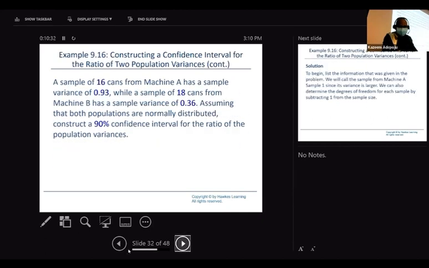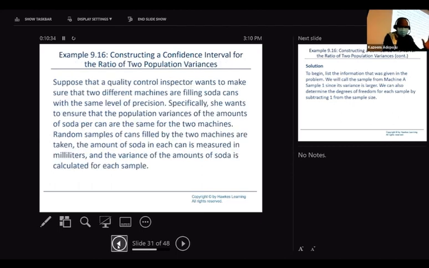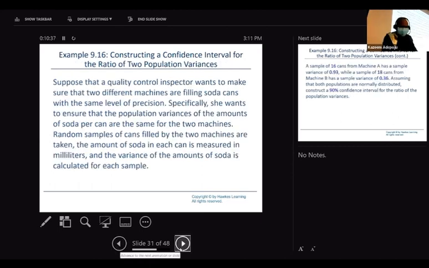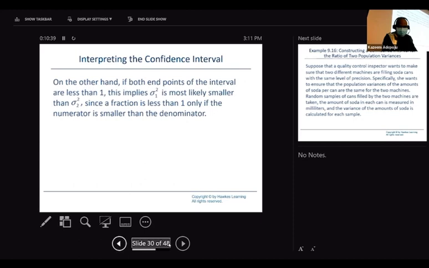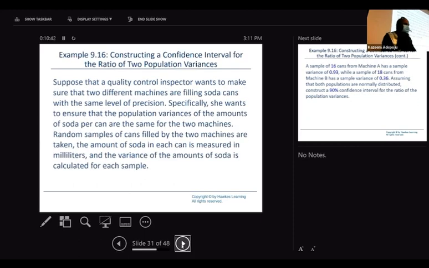And let me tell you this. If you really want to understand, lastly today, I will quickly walk you through an example. Suppose that a quality control inspector wants to make sure that two different machines are filling soda cans with the same level of precision. Because there's a possibility that two different machines may not have the same level of precision, and maybe that may contribute to the variation in products. Maybe it may be due to the machine.